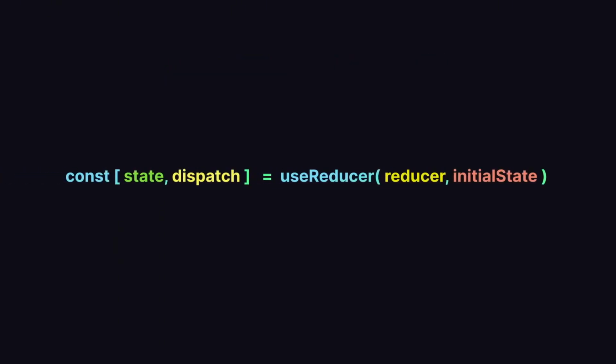So now this is how the syntax will look. First of all, we have our useReducer, and we are now passing the reducer function and also the initial value for it. And we are now destructuring the state and also the dispatch. So what does all of that even mean?